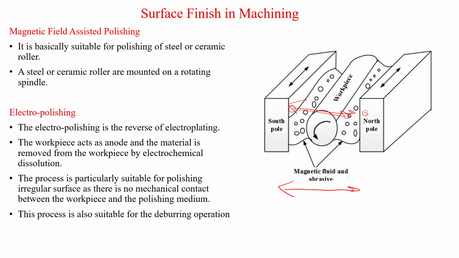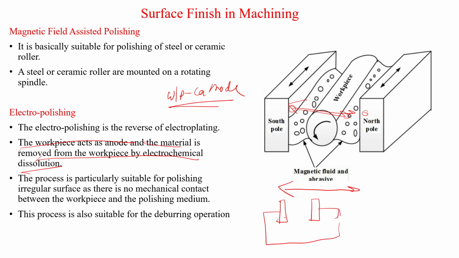One is electro polishing. Electro polishing is the reverse of electroplating. In electroplating, the workpiece acts as the cathode, but here the workpiece acts as the anode, and material is removed from the workpiece by electrochemical dissolution. You have seen ECM, electrochemical dissolution, in which you have a workpiece kept inside a solution.